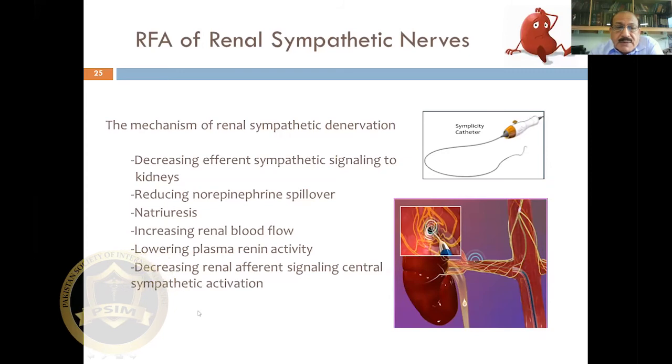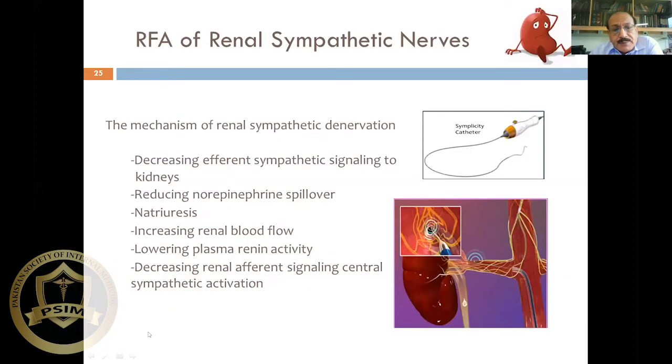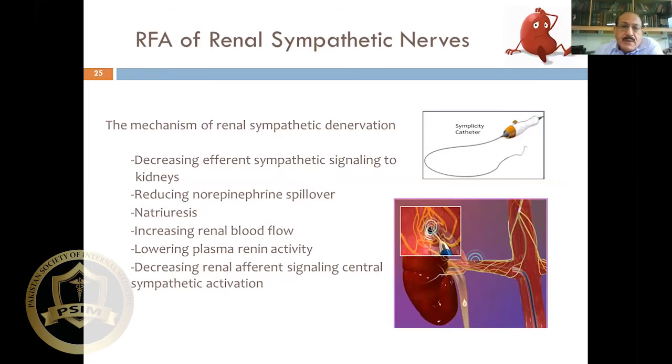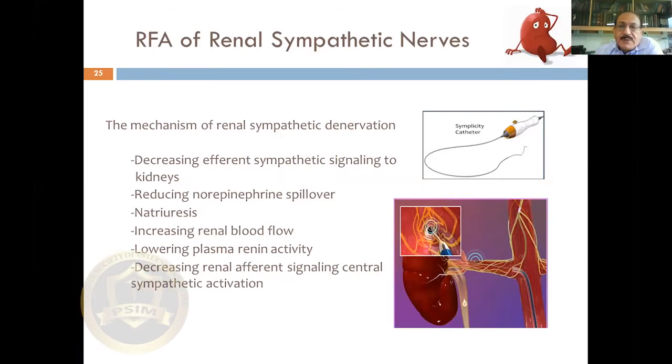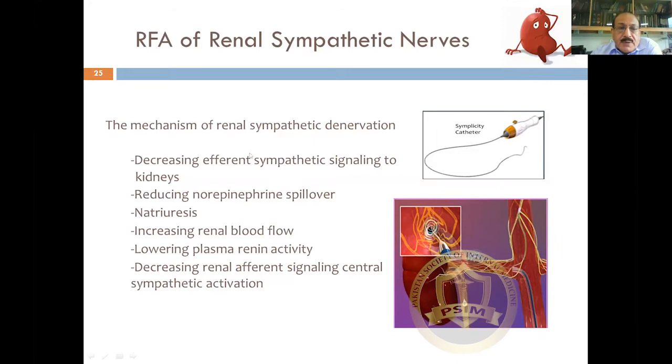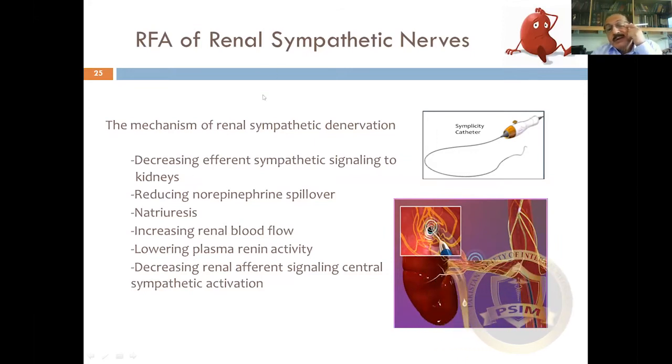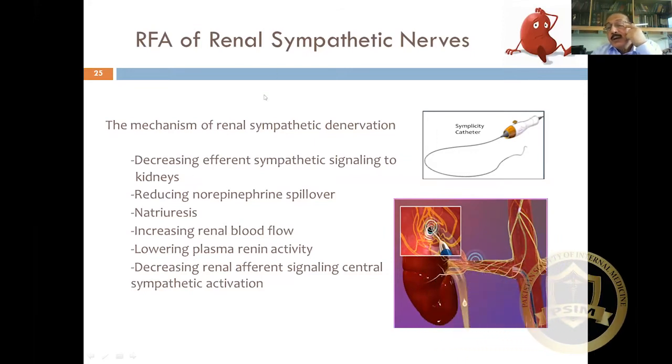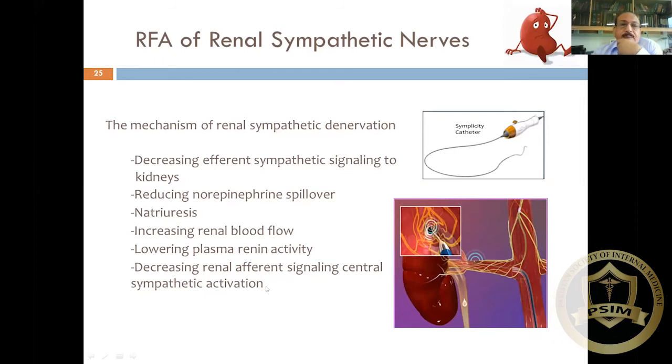But again, the trials have shown that sometimes, after some time, the blood pressure goes up, and the data is not very impressive as far as the results of these are concerned. And of course it is expensive, and sometimes you can end up damaging the vessel and causing more harm than actually benefiting the patient.